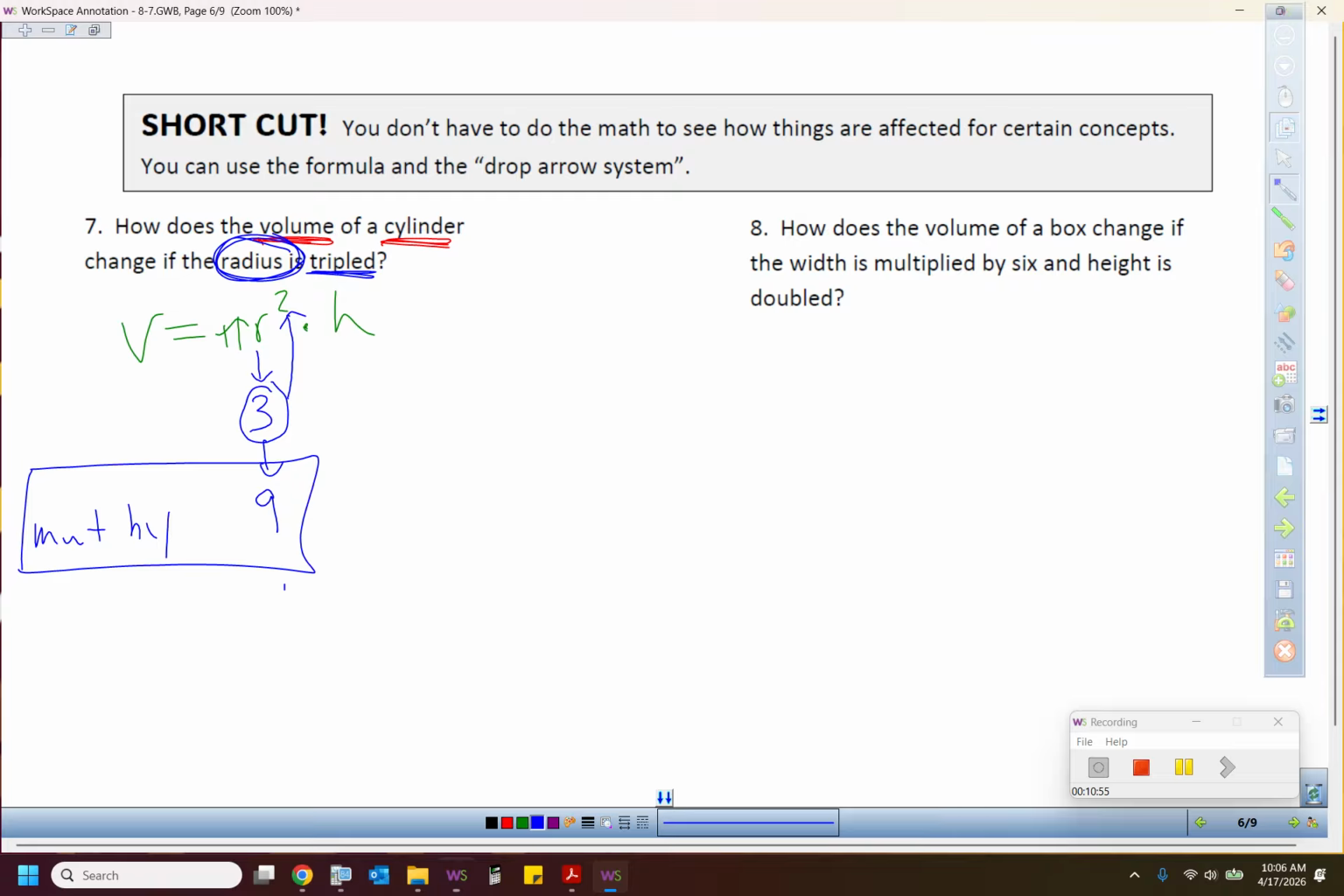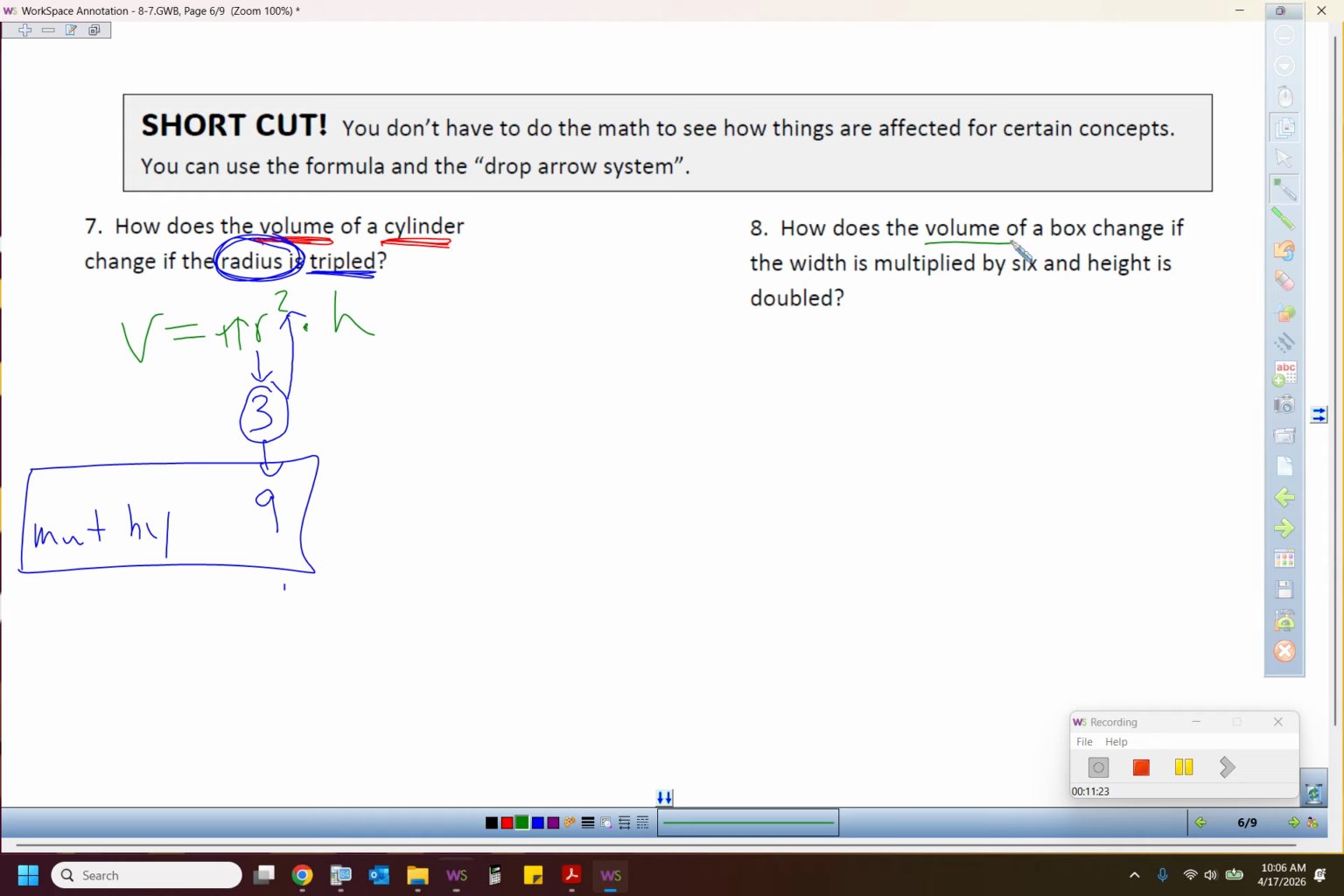Just like this. How did the area of this circle change if the radius got doubled? Isn't 2 the doubled number, but it's being squared, so it's really 4 times larger in that case. It's so weird because it's just hard to see without examples. Right? So let's try that again with the drop arrow system.